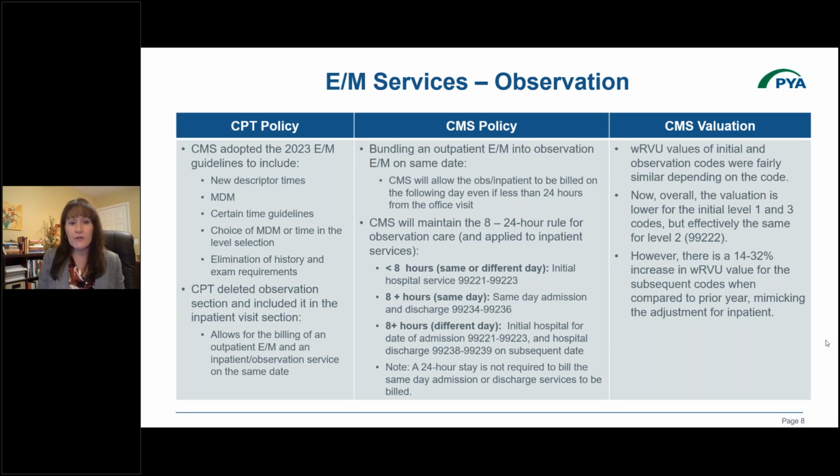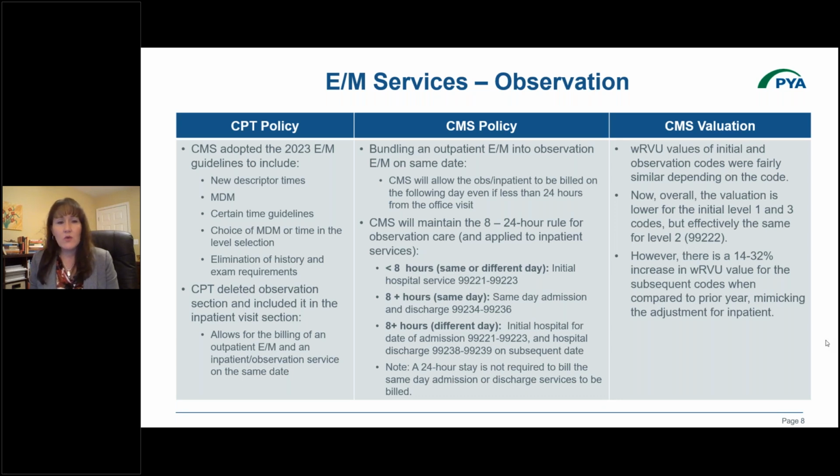CMS did clarify that the 24-hour stay is not required to bill the same day admission or discharge service. So there was some question on whether you had to have a full 24 hours in order to bill that, but they said no, it's just 8+ hours.